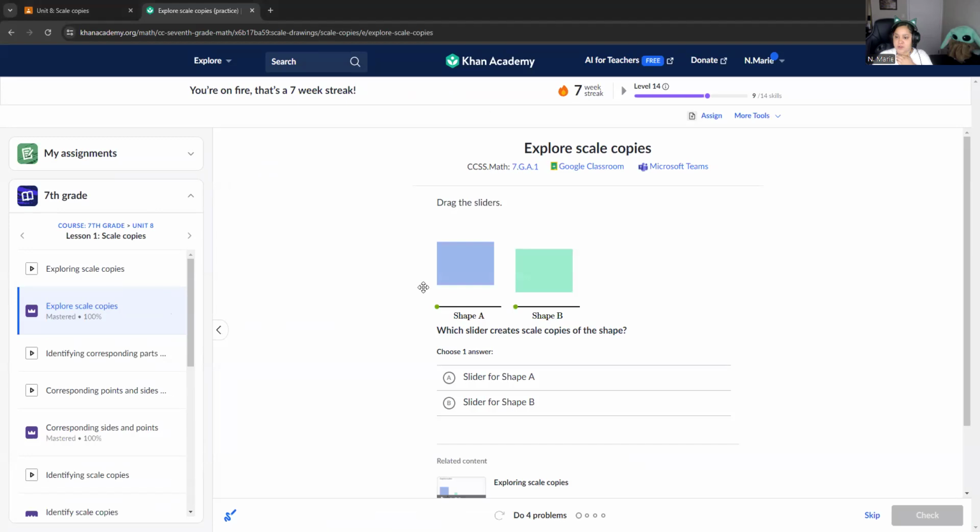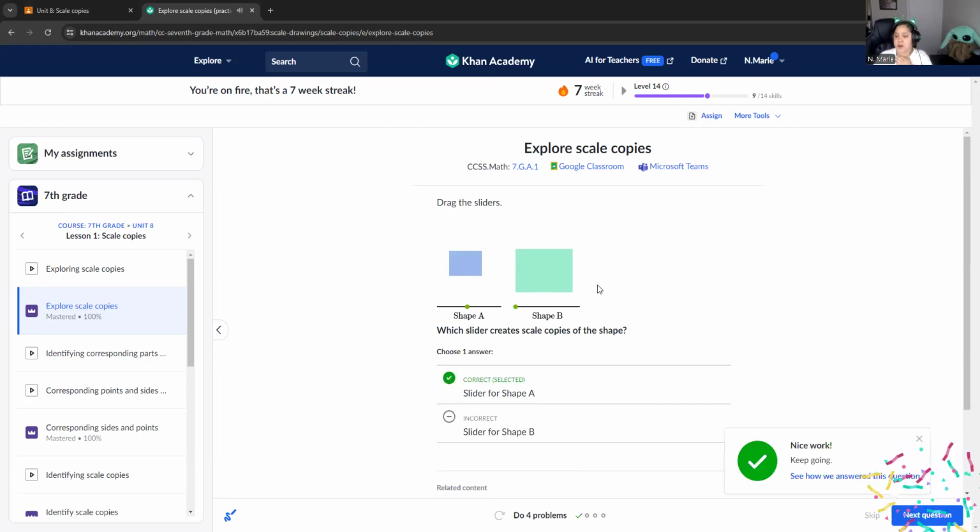Okay, so let's explore scaled copy. So I really don't like how they do this. They want you to make a scaled copy of one or the other. This one is getting smaller and this one is getting thinner. So I don't really like how they do these. And so just try your best for these. It's asking which slider creates a scaled copy? Does shape A create a scaled copy of B, or does B create a scaled copy of A? And that's pretty much what you're doing. And you can make it bigger or smaller.